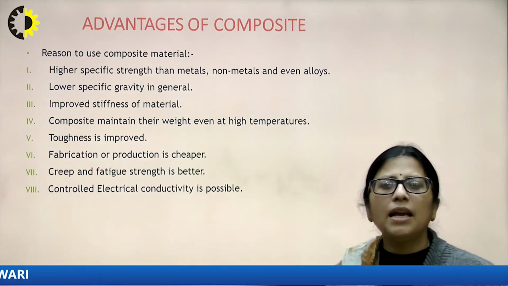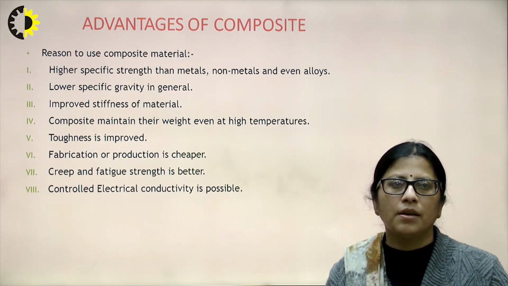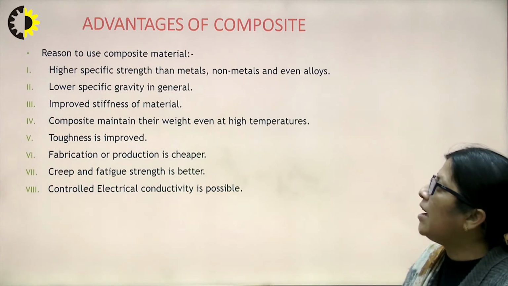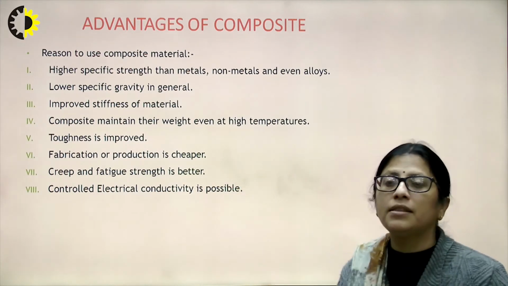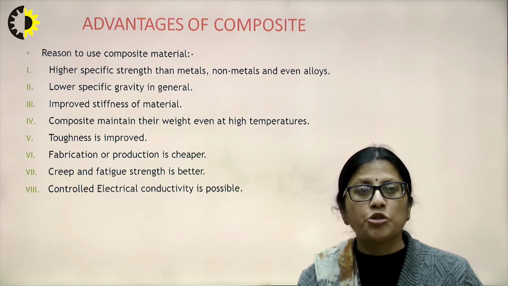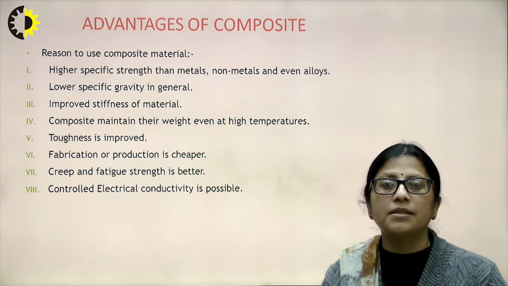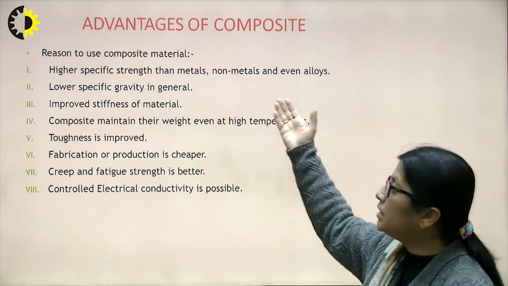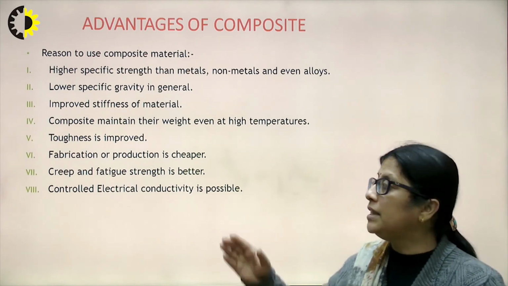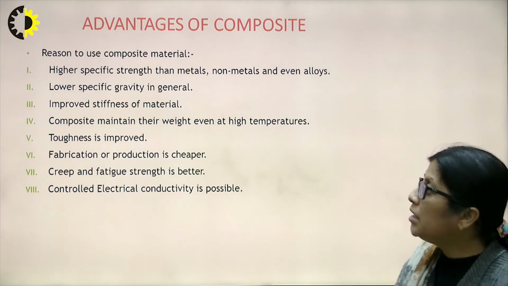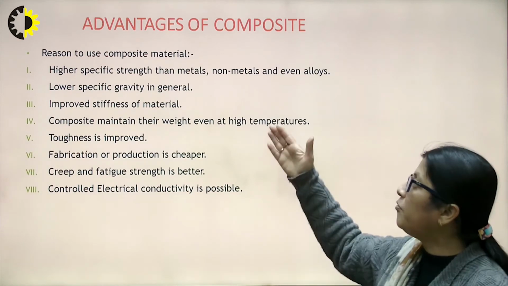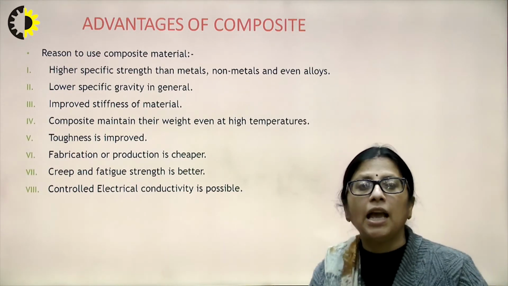Now, there are certain advantages of the composite materials. Why do we want to use them? These composite materials have higher specific strength than metals, non-metals, and even alloys. Strength-wise, they have higher strength than all these materials, and their weight is lower. So there has been a process of change, using composites instead of metals, non-metals, or even alloys.